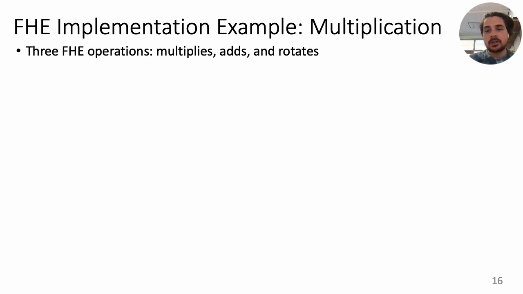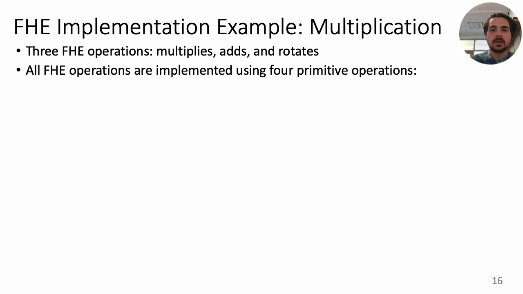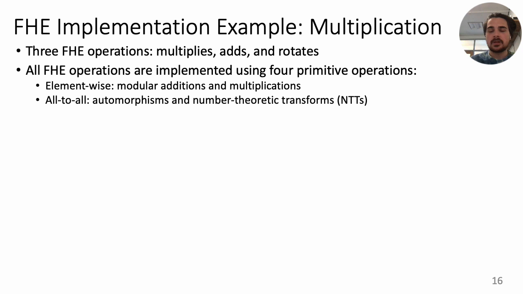So to implement an FHE operation, we must actually perform many primitive polynomial operations. Specifically, FHE requires support for element-wise modular additions and multiplications, and two more complicated operations that have all-to-all dependencies. These are automorphisms, so structured permutations on polynomial coefficients, and number theoretic transforms, or NTTs, which are used to speed up polynomial multiplication.